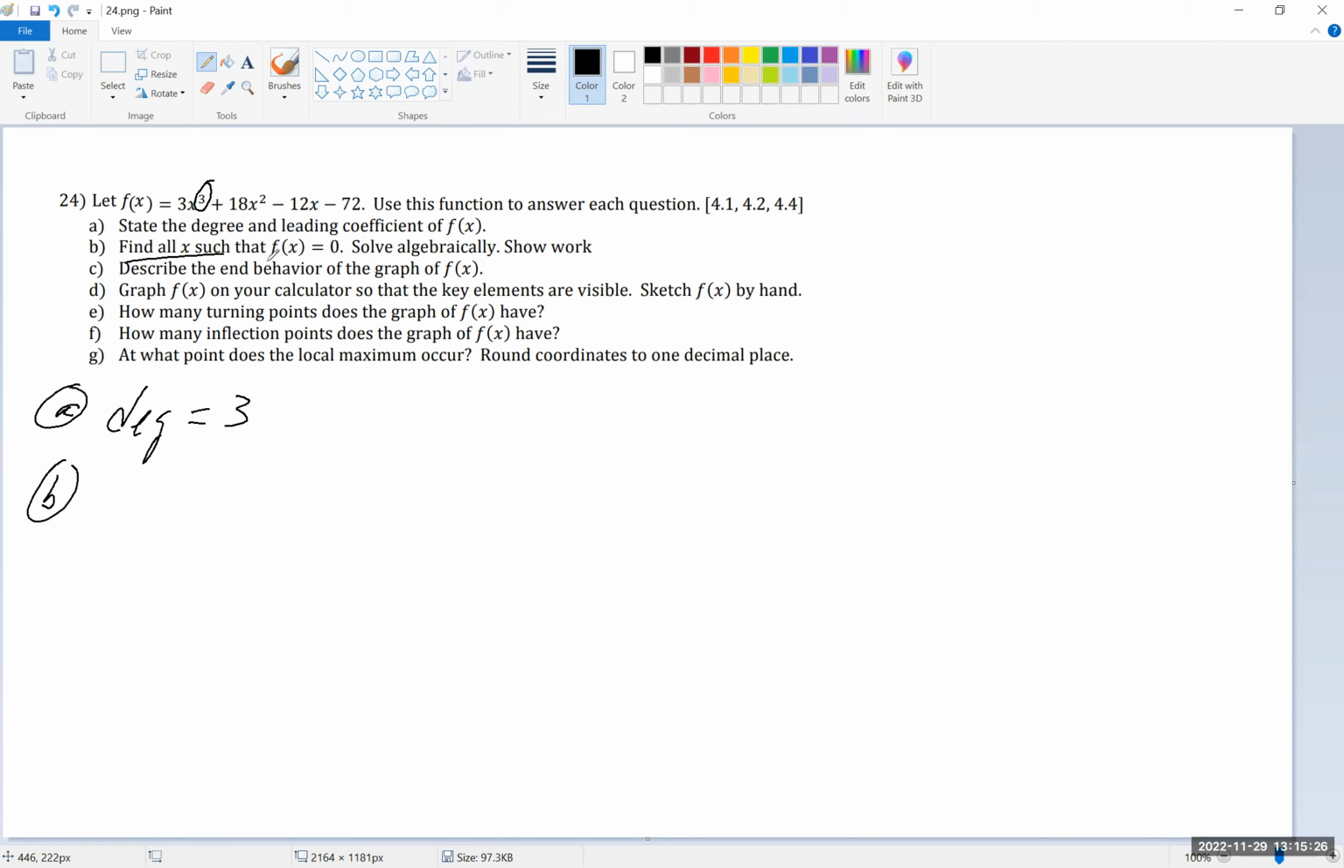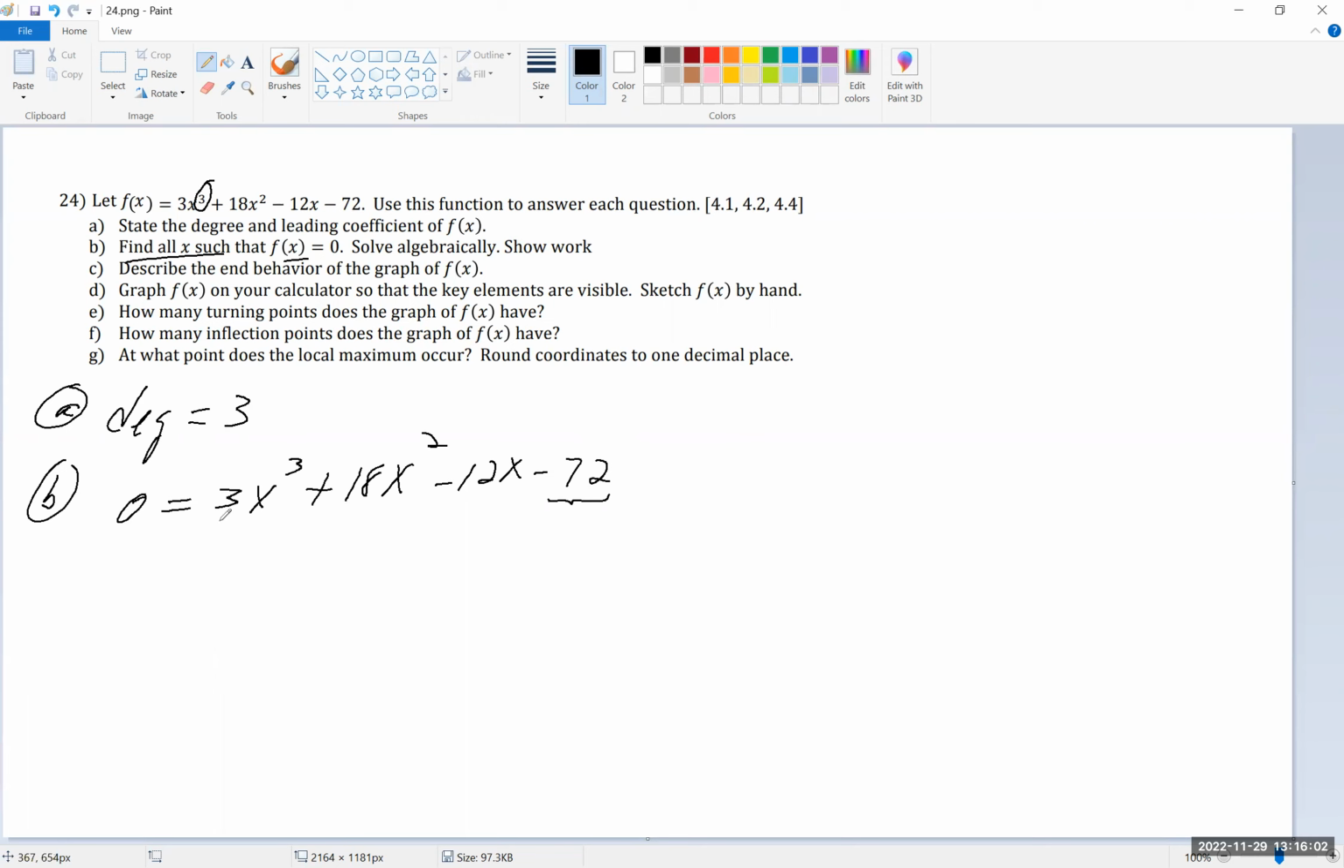Find all x such that f of x is 0. So we have to solve this equation is what we're being asked to do. Now, the best way to do that, especially because they're asking us to do that algebraically, is to do the rational zeros theorem.